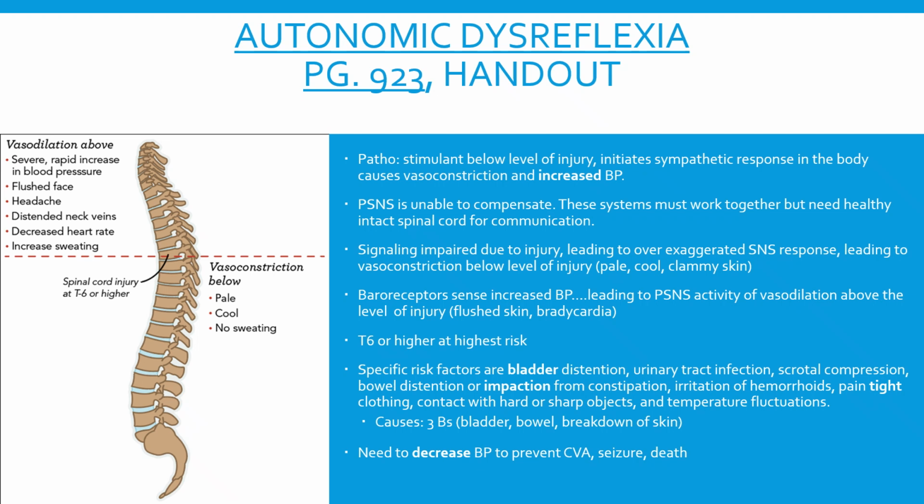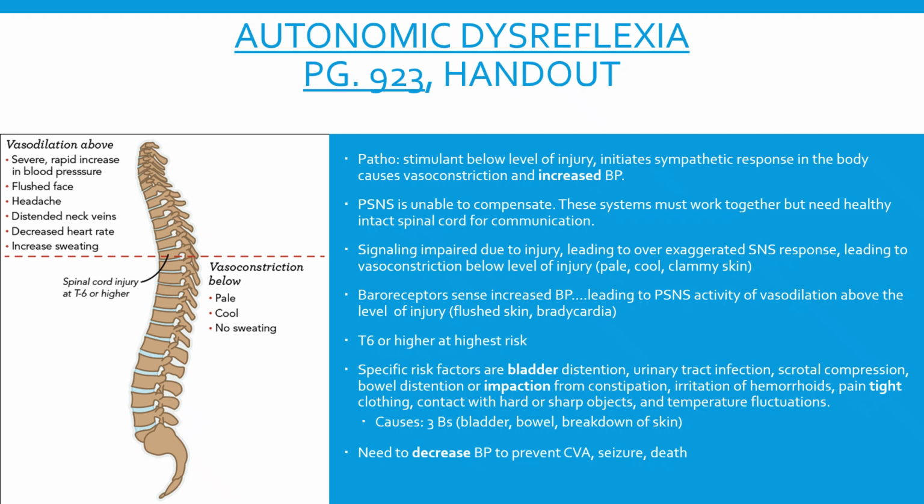So what occurs? There's a stimulant below the level of injury that initiates the sympathetic response in the body, causing vasoconstriction and increased blood pressure. And the nervous system is unable to compensate. The systems must work together, but they need a healthy, intact spinal cord for that communication to occur.